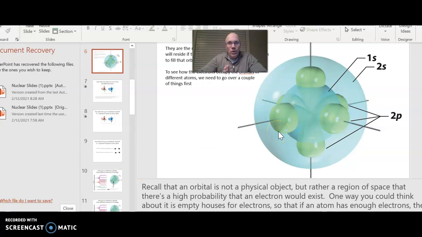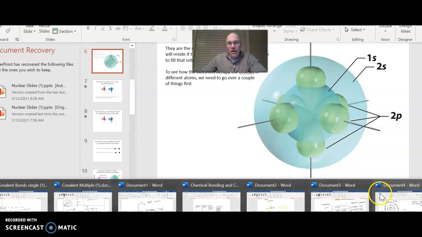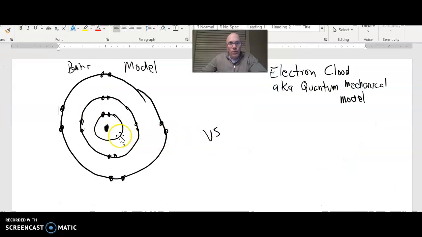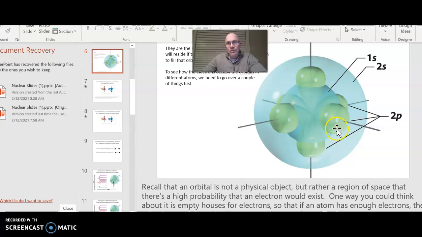One other difference I want to point out about the Bohr model versus the electron cloud. In the Bohr model, we talked about things as being in energy levels, and you use that term energy levels. All right. In the quantum mechanical model, we don't generally say energy level, although the concept is still the same.